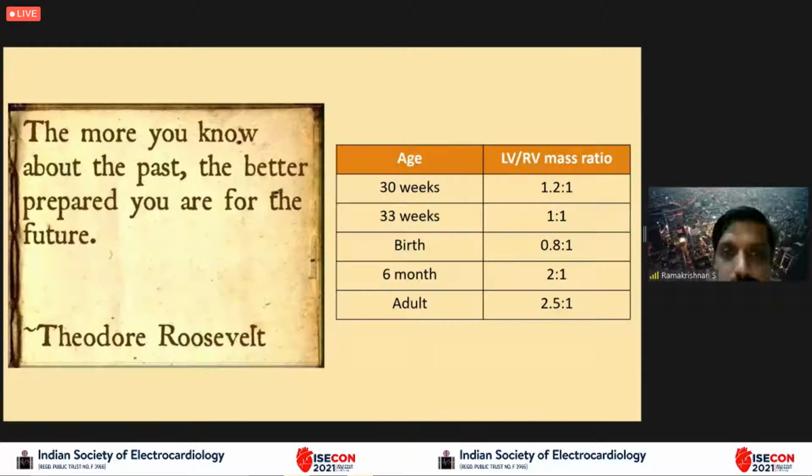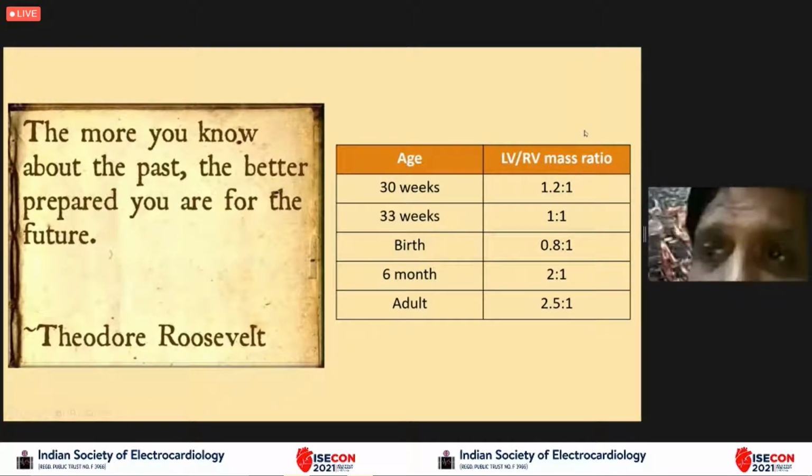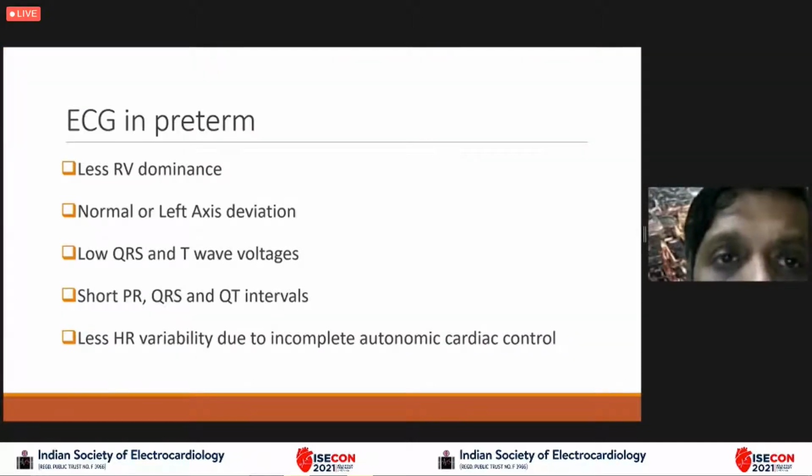But look at this table. If you look at the LV versus RV mass ratio, it changes quite dramatically with age. For example, at 30 weeks it's 1.2:1, and at birth it is 0.8:1. That is, the RV mass is more than the LV mass, whereas it reverses by 6 months. In adults, it's 2.5:1. So when it comes to ECG in neonates, I think it is more complex.